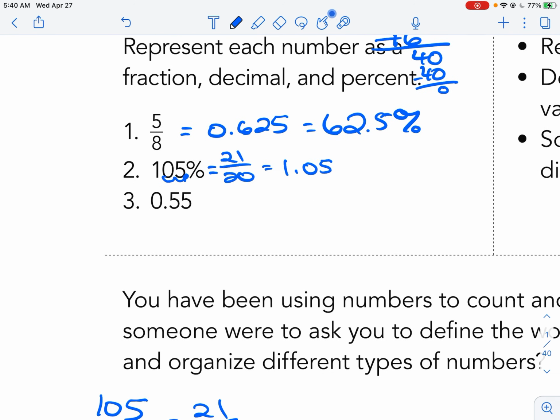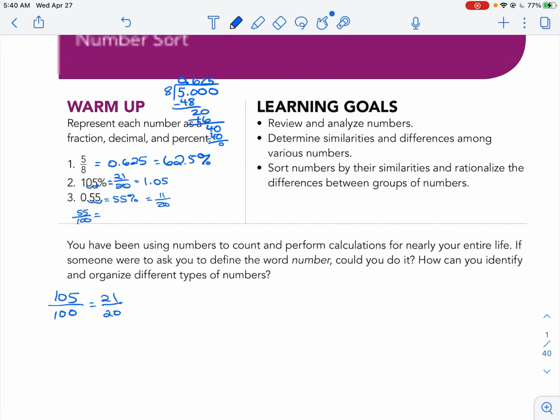Here, in order to make this a percent, I multiply it by 100, and that gets me 55%. And then 55 over 100 will give me my fraction, but I need to simplify that. 5 goes into that 11, 5 goes in there 20 times. So that's how you would find the fractions, decimals, and percents. Okay.